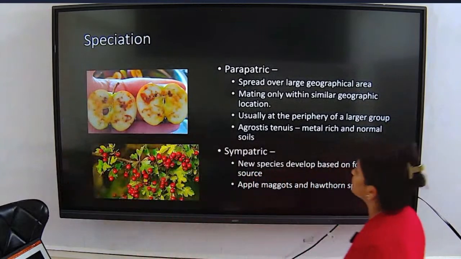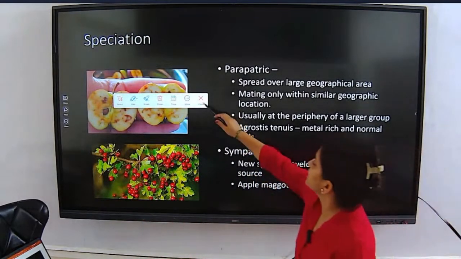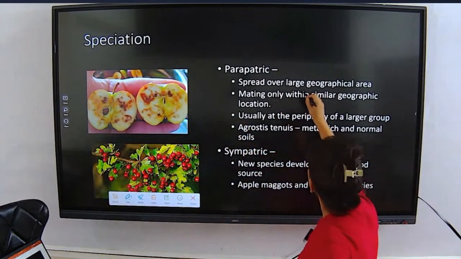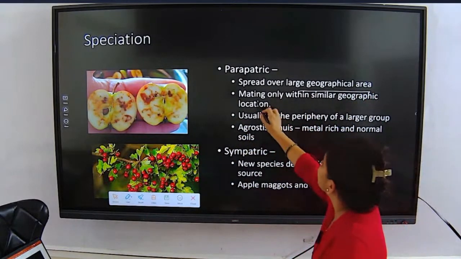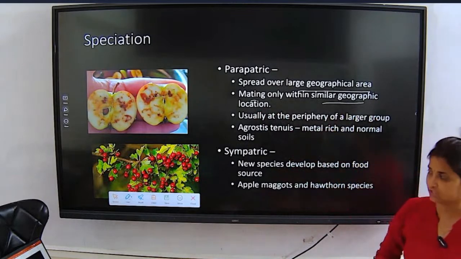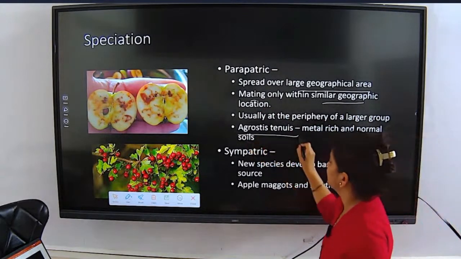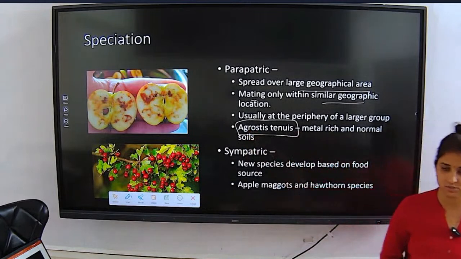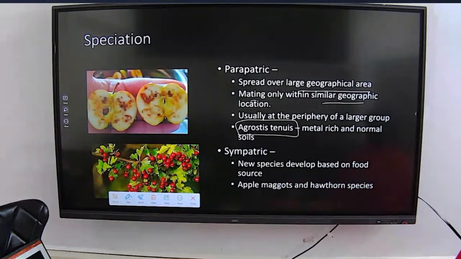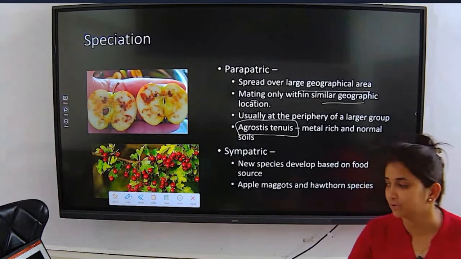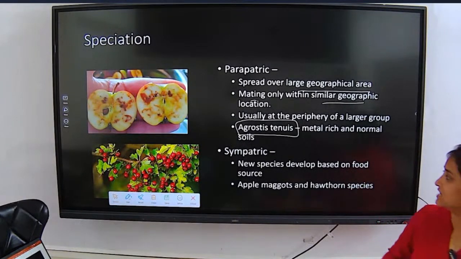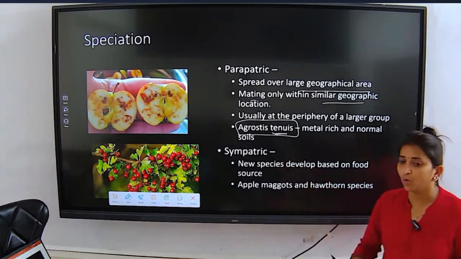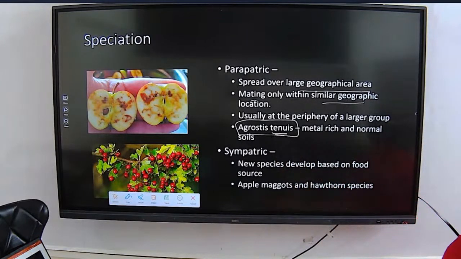In parapatric, why did this kind of speciation occur? Because the species was spread over a very large geographical area and mating was done only within similar geographical locations. For example, I'll give you an example of a grass. You don't need to remember the name of the grass. This is not required for the exam. But I wrote it just to help you understand the example. This grass is well known to grow only in healthy soil. If the soil has increasing metal content, it is not supposed to grow. It will die off.